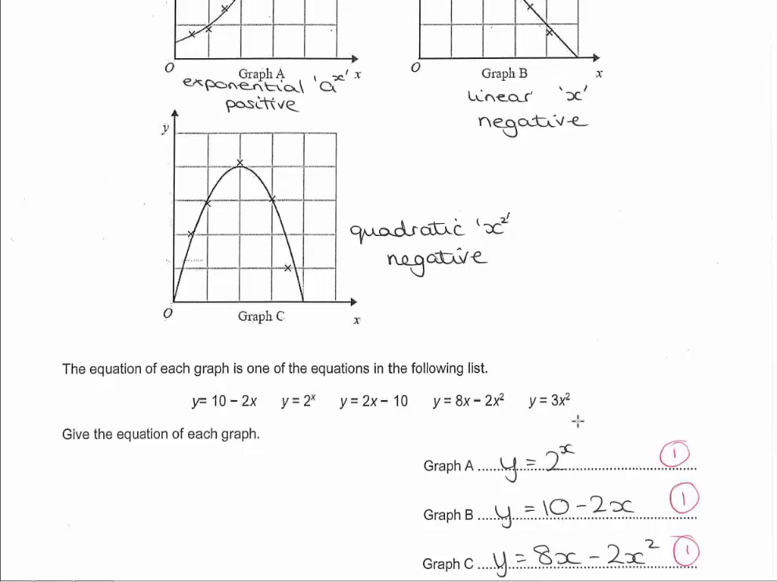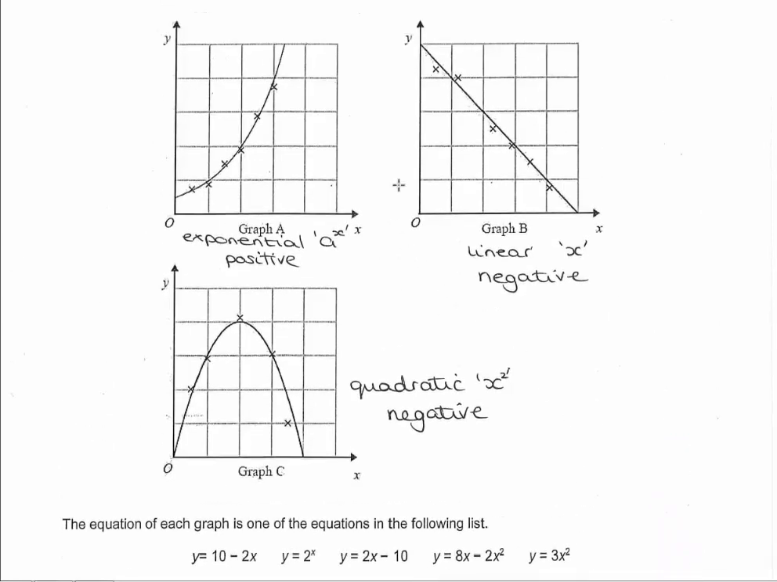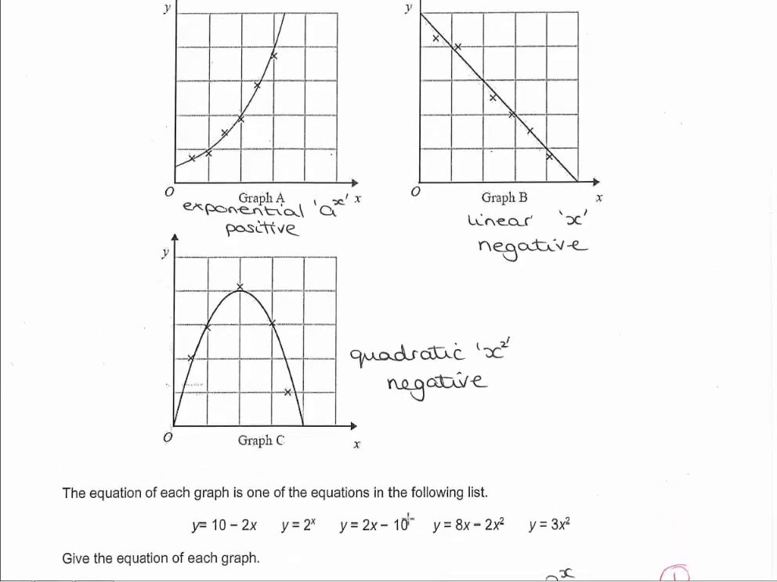Now what about this one here? Well, it shapes like this. Now, I know it's not going to be these two, because these are going to be straight lines. I know it can't be this one, because it's what I've chosen for this one here. So it's either 3x squared, or it's y equals 2 to the power of x. Now, it can't be y equals 3x squared.